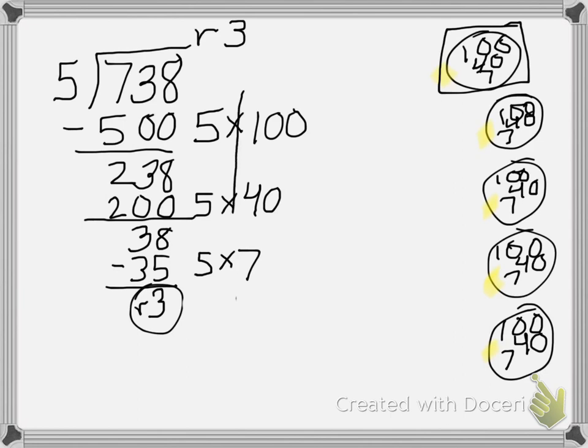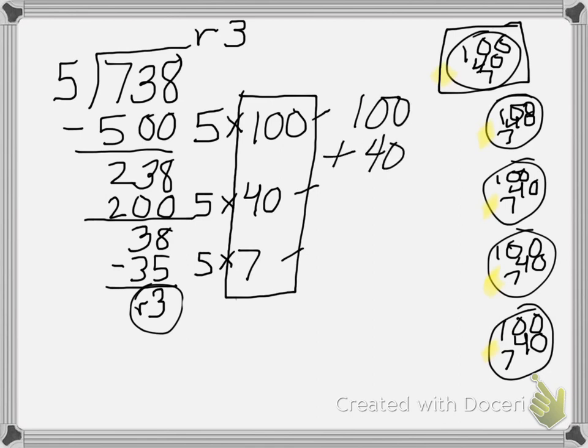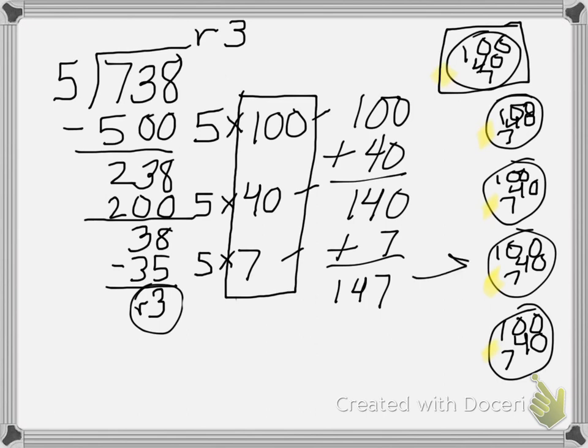Another place I can look is right here, because remember, this was where I was saying how many I was putting in each group. This 100 plus 40 plus 7. So 100 plus 40 gives me 140. I'm going to add the 7, gives me 147. And that's how many are in each group, and that matches exactly. So my answer, which I'm going to put right up top here, is 147, remainder 3.